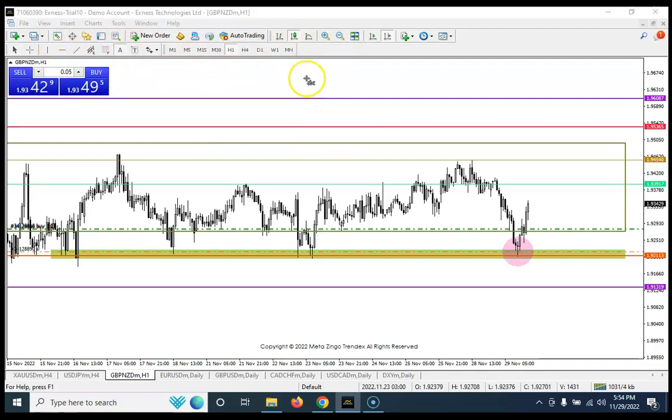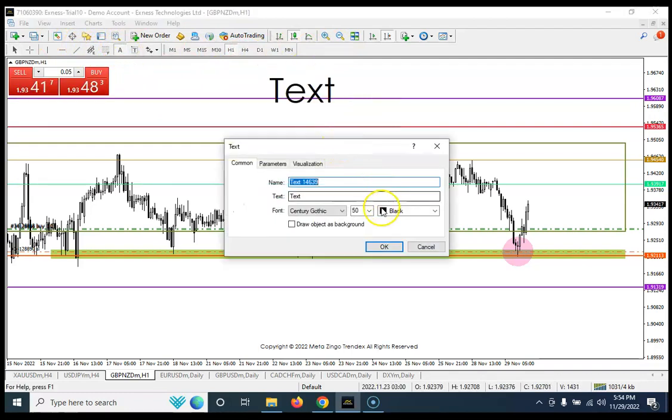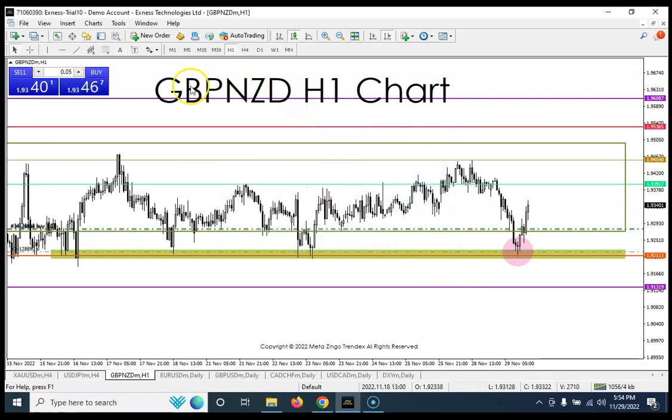So what we have here is Great British Pound New Zealand dollar. We're looking at the 1 hour chart. Okay, so this is what we have here.